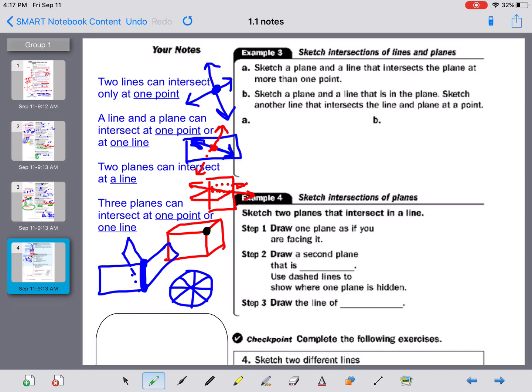Sketch a plane, okay? When I see that, there's my plane. It's a piece of paper. And a line that intersects the plane at more than one point. Well, if I want to intersect more than one point, I'm going to have to lay it on top of it. So that's how my picture's going to look, okay?